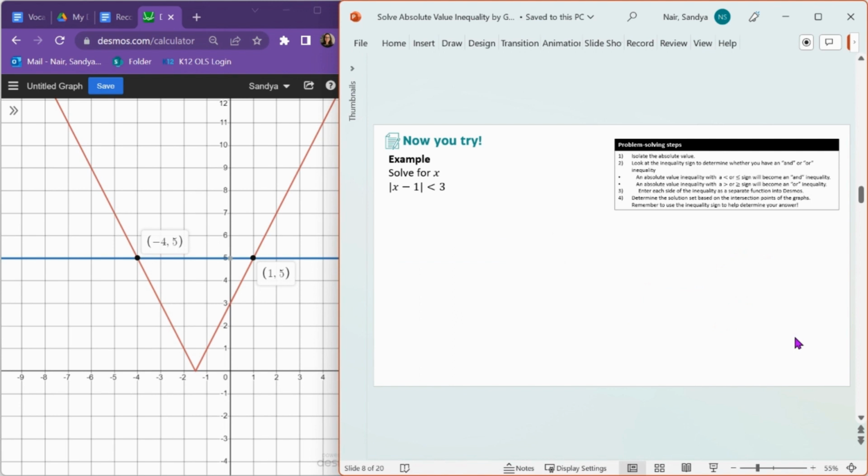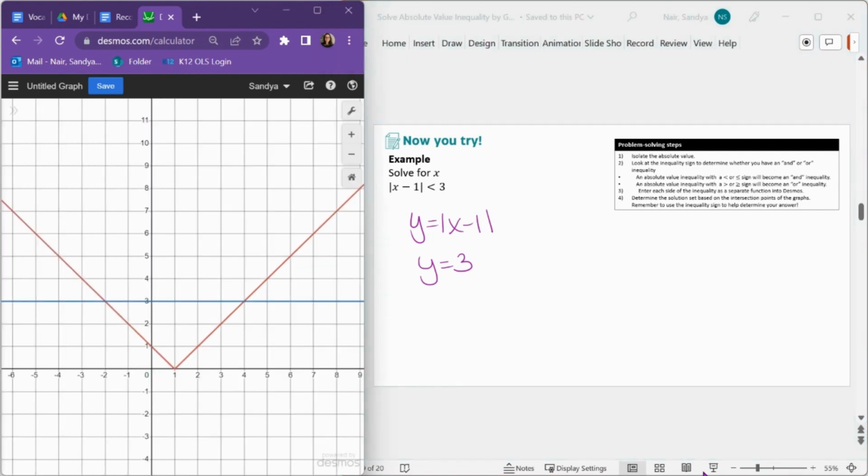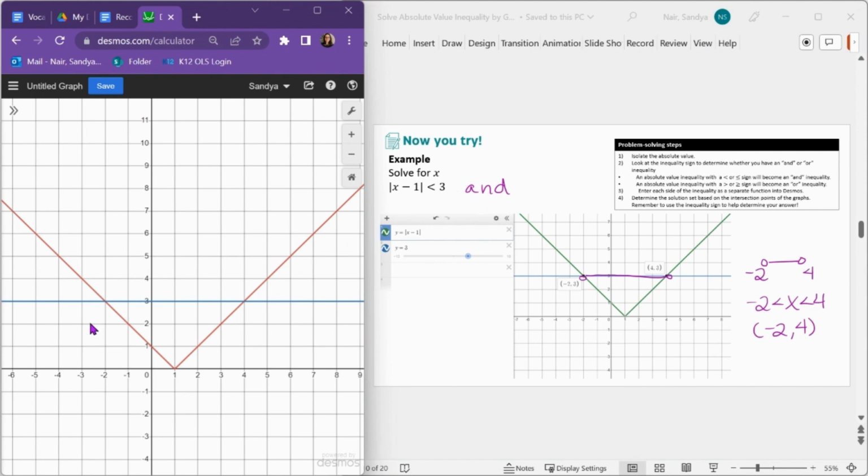Now you can go ahead and pause the video and try doing this example on your own. What I've done is I've entered these both as separate functions into Desmos because my absolute value is already isolated in this problem. So I have y equals the absolute value of x minus 1 and y equals 3. Now let's look at the x coordinates of those intersection points. We have intersections here at -2 and +4.